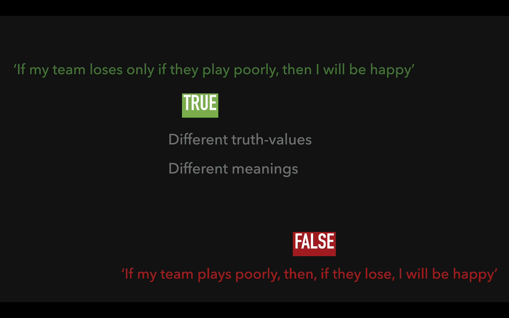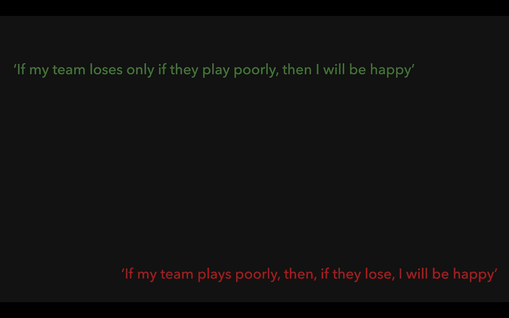And how is it, though, that they have those different meanings? They're built up out of the same atomic English sentences. We have, my team loses, they play poorly, and I will be happy. And these two sentences are both built up out of those same constituents, but they're combined in different ways. So the reason that these sentences have different truth values is because they have different meanings, and they have different meanings because they have different logical structure. They're built up differently.